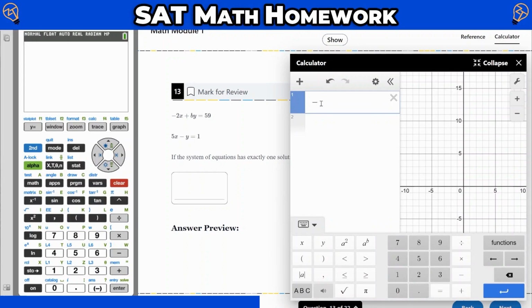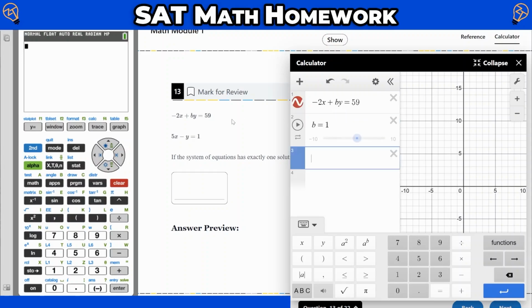Now you could either use the keyboard they provide you, or you could just start typing, which I prefer. I'm going to type negative 2x plus by, and normally you can't use anything other than x's and y's, except for when there's one constant, in this case b, that we're trying to determine. So the fact that it says add slider, I can just press enter, go to the next line, and it'll create that slider for me. And down here, I'll put 5x minus y equals 1.